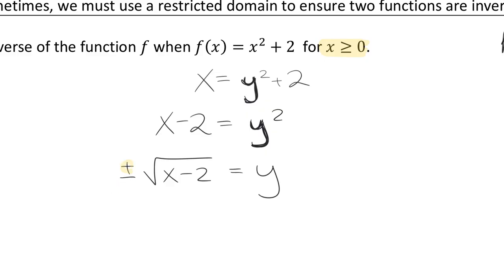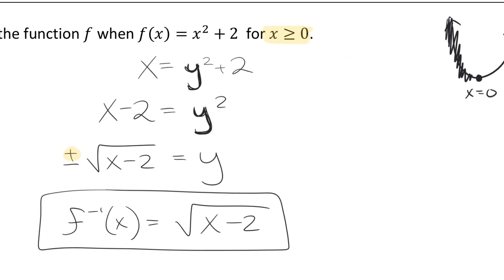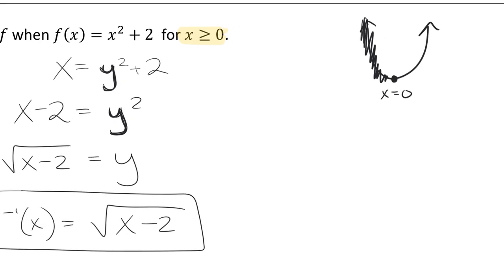Above. So in this problem, we actually just want the plus side of this. So our inverse equation, f inverse of x, would just be the positive version, the square root of x minus 2. If it had said that x has to be less than or equal to 0, we would have wanted the negative version of the plus minus. And here's why this makes sense. Because if we look at the parabola that was chopped in half, we would say that the domain of this parabola is only from 0 to infinity instead of all real numbers.